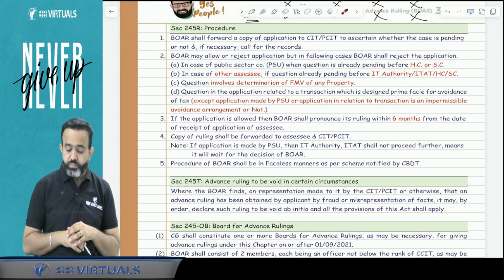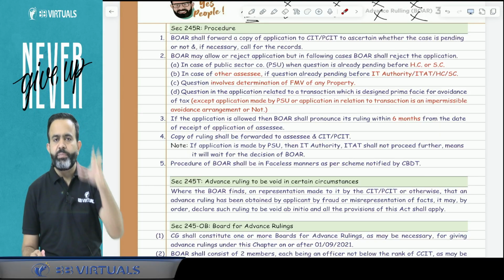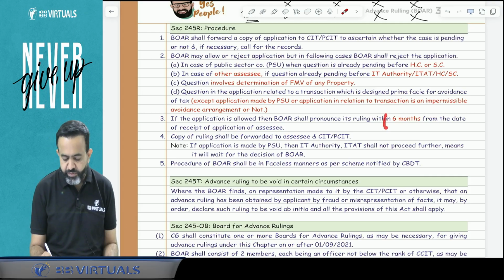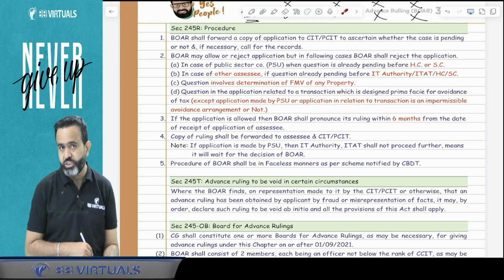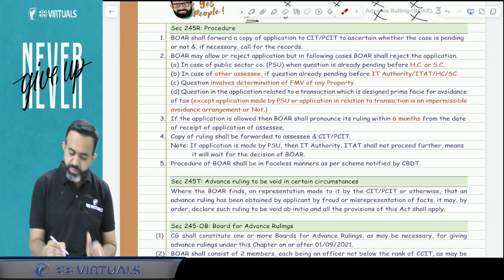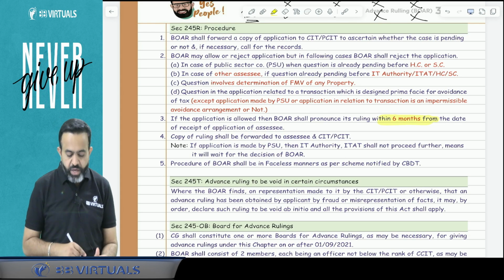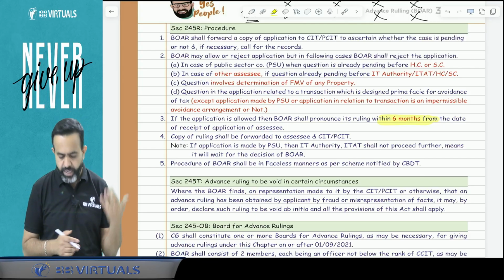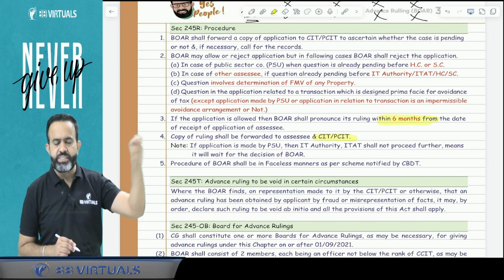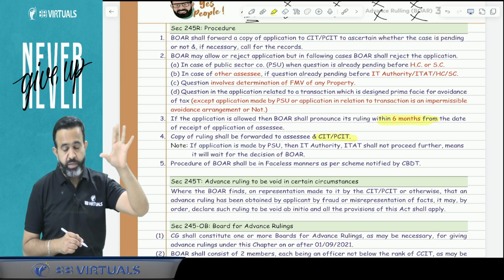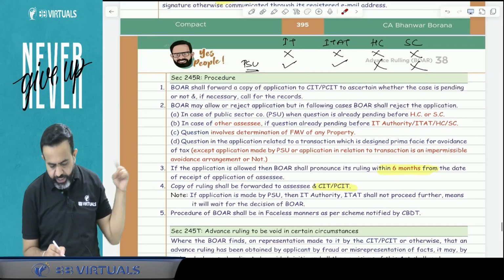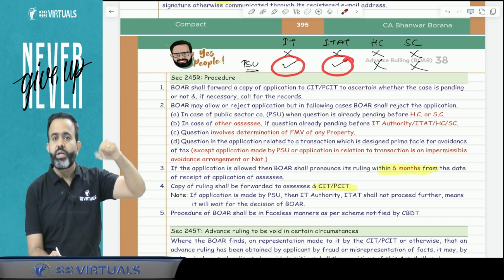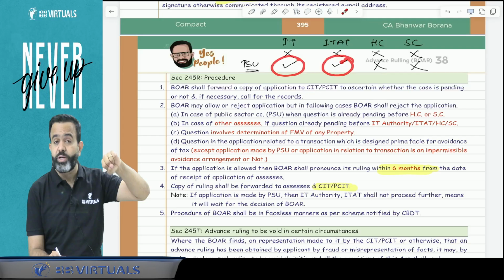Okay, one more point. If the application is admitted, then the Board for Advance Ruling will give you the judgment. The judgment has to be given within 6 months from the date of receipt of the application. Now, when they give the judgment, one copy they will forward to the CCIT and another copy to the CIT, PCIT, or in simple words, the department. Now if you remember, in case of a public sector undertaking, even if a case is pending with the IT authority or ITAT, you can make the application to the authority, the Board for Advance Ruling.